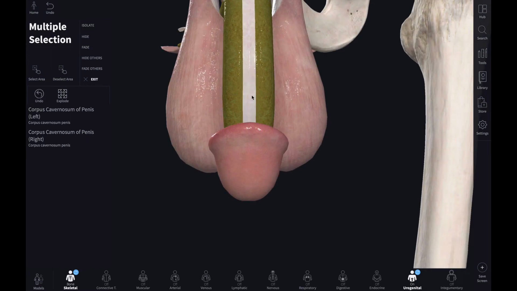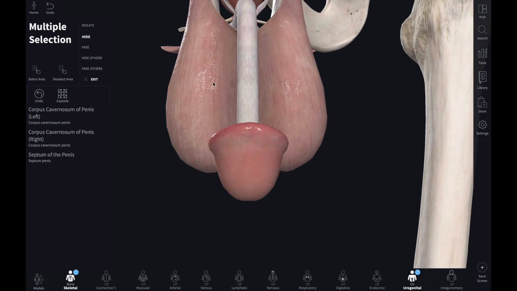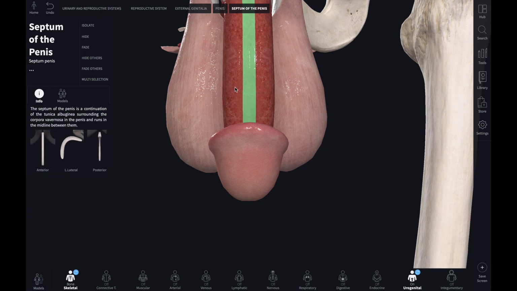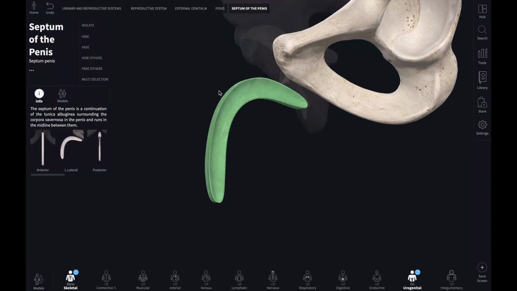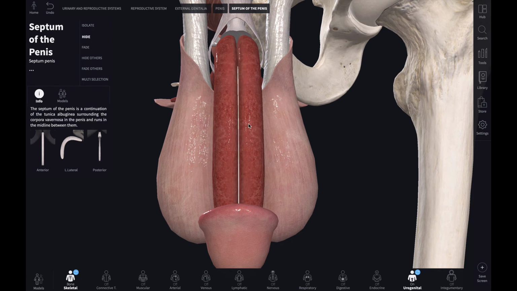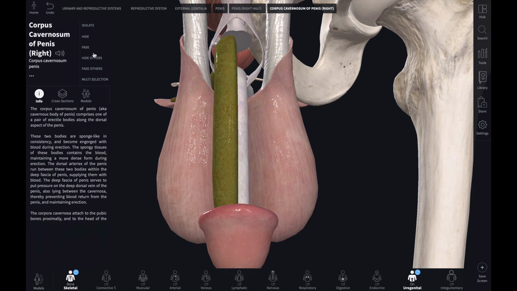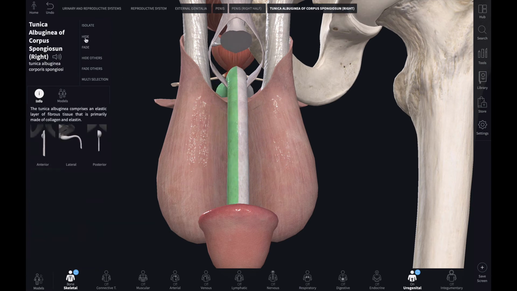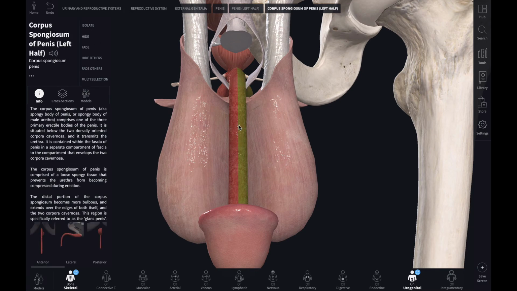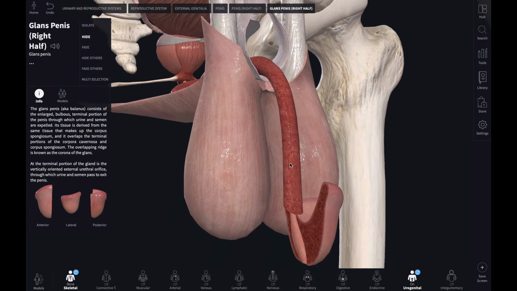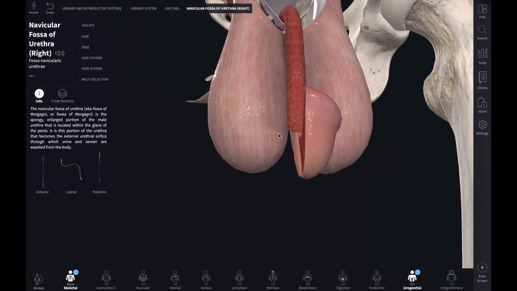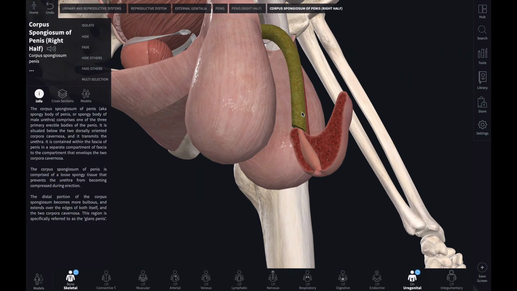Okay, so this corpora cavernosa is divided by the septum of the penis. Okay, this septum is between the two cylindrical bodies. Okay, underneath you have one corpus spongiosum. So this is the corpus spongiosum, which is also covered by the tunica albuginea. This corpus spongiosum opens in the glans penis, and there is the presence of the urethra. So the male urethra is running through this corpus spongiosum.